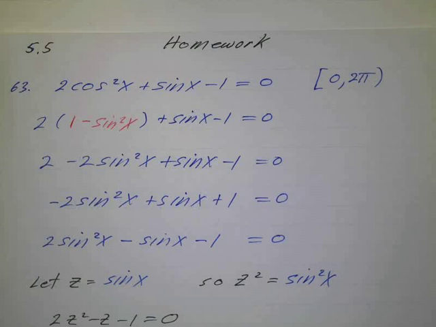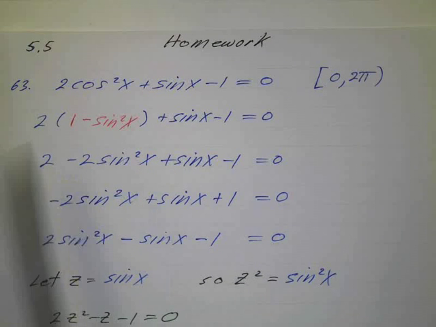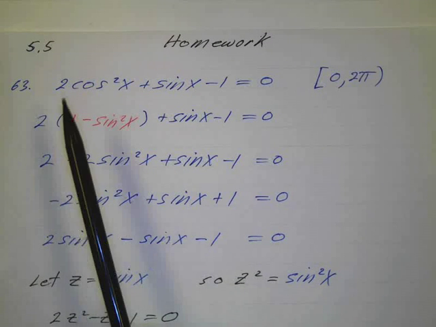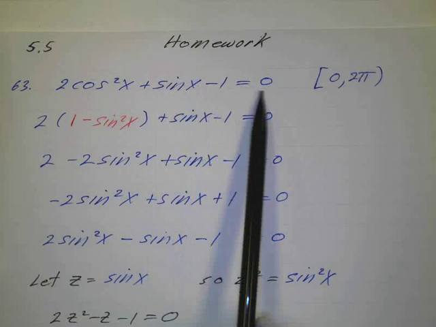Okay, these are some problems from section 5.5, and this is number 63. These are trigonometric equations that we're solving on the interval from 0 to 2 pi. I've worked it out already to save a little bit of time, and then we'll take a look at these. So we've got 2 cosine squared x times sine x plus sine of x minus 1 equals 0.